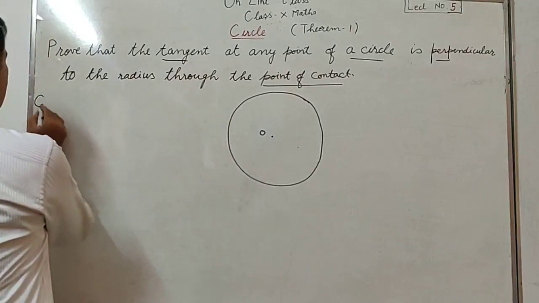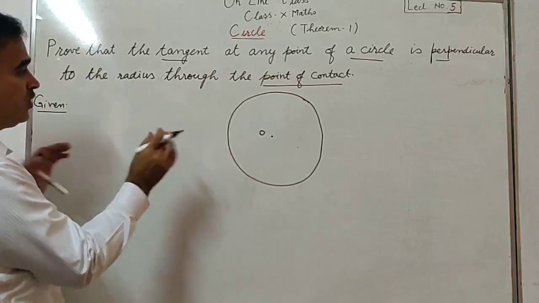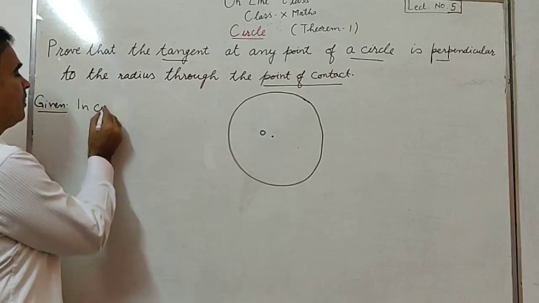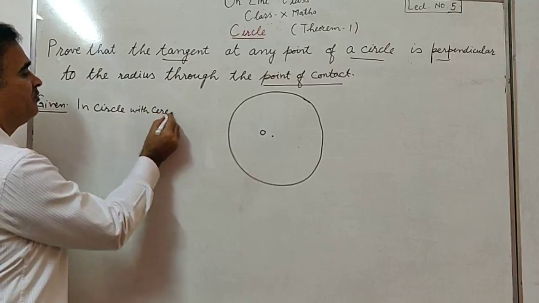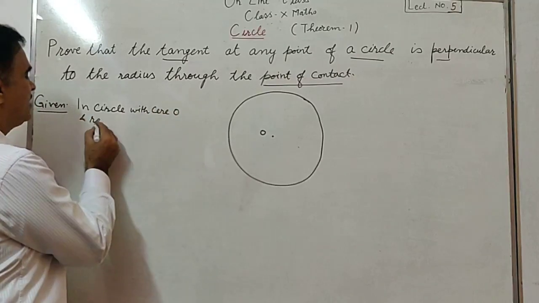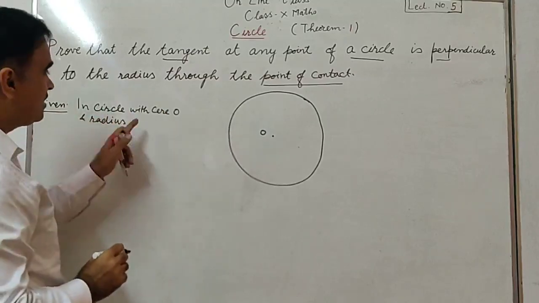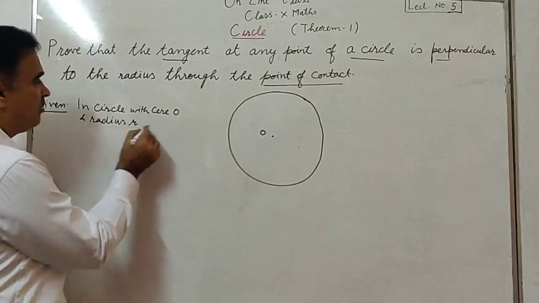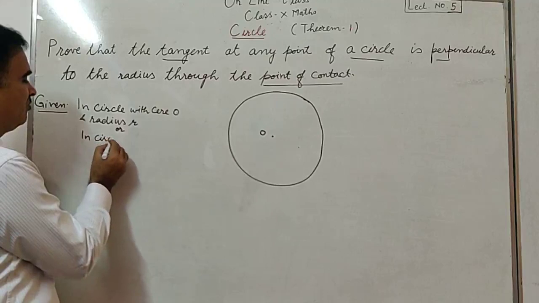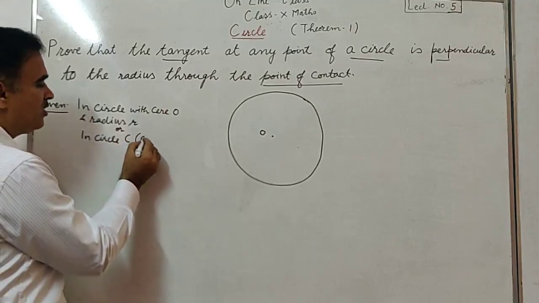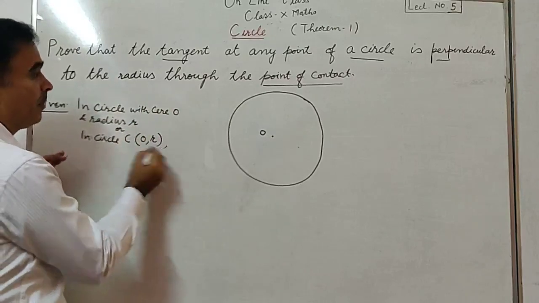So first of all, I am taking the given: in a circle with the center O and radius R. We can write this, or in place of this, we can write: in circle C with the center O and radius R. In place of the full sentence, we can write this.